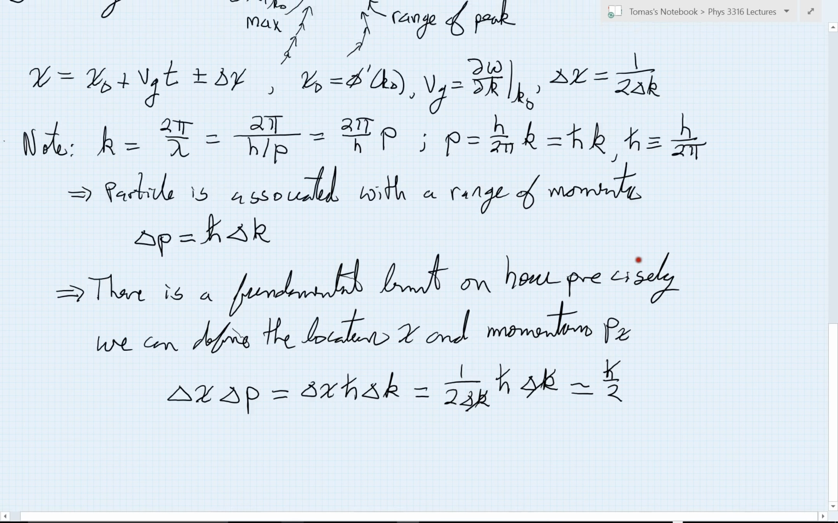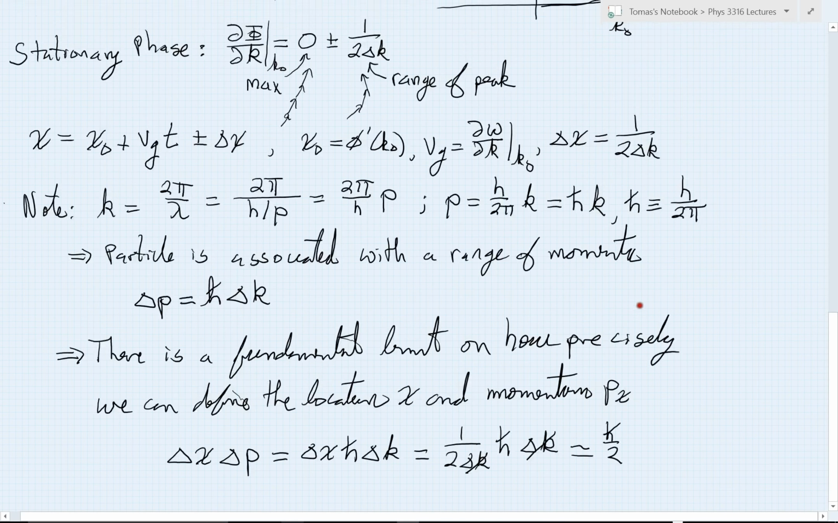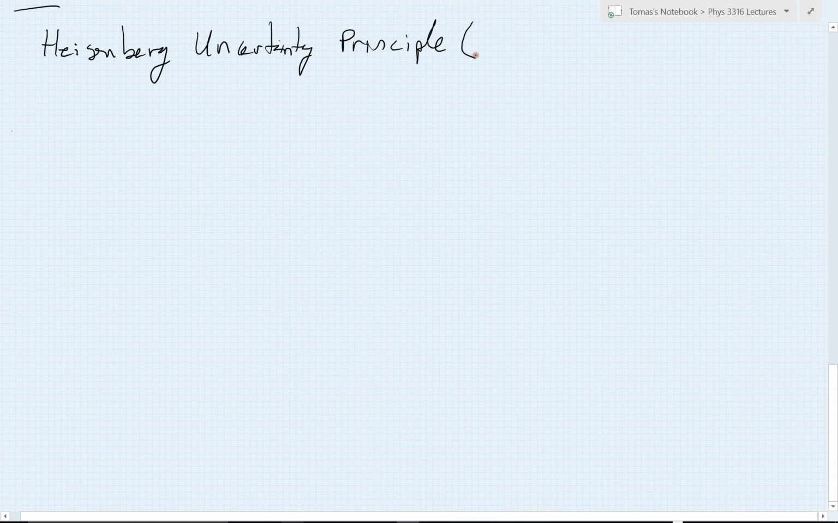So through this argument, we can begin to come to a new fundamental principle. And that's really the main topic I want to discuss in the present lecture. That is something known as the Heisenberg Uncertainty Principle, and that's what that relation reflects. Because that's a lot of writing on the board, I like to abbreviate, so I'll be calling that HUP, Heisenberg Uncertainty Principle.